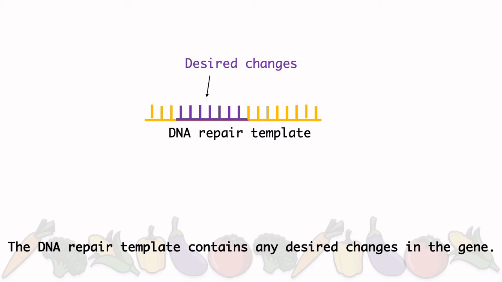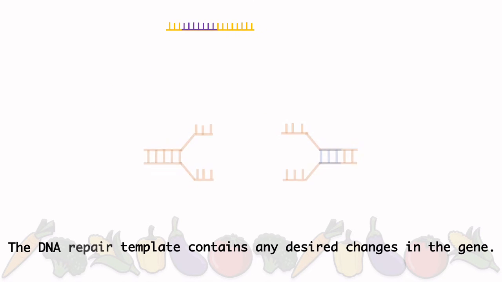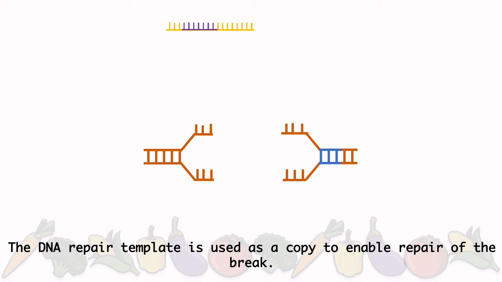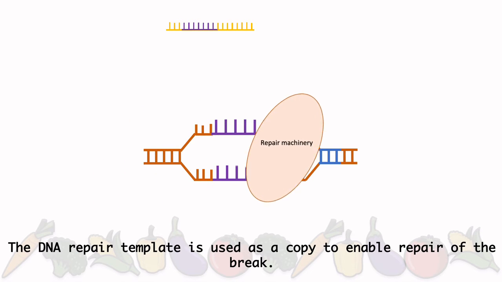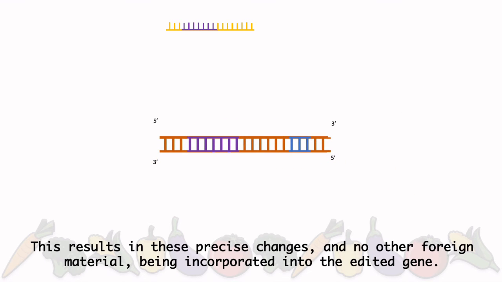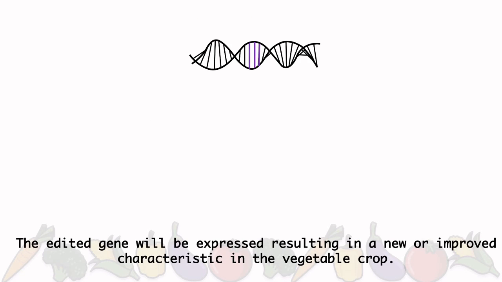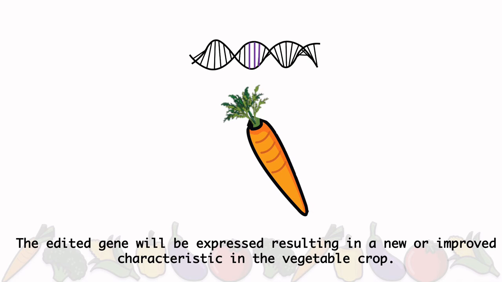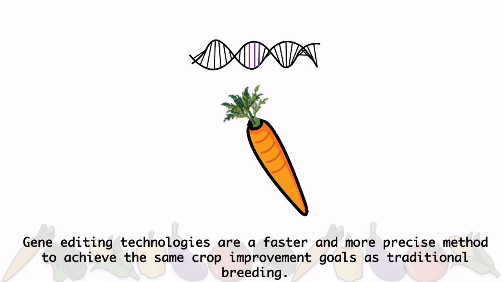The DNA repair template contains any desired changes in the gene. The DNA repair template is used as a copy to enable repair of the break. This results in these precise changes and no other foreign material being incorporated into the edited gene. The edited gene will be expressed, resulting in a new or improved characteristic in the vegetable crop. Gene editing technologies are a faster and more precise method to achieve the same crop improvement goals as traditional breeding.